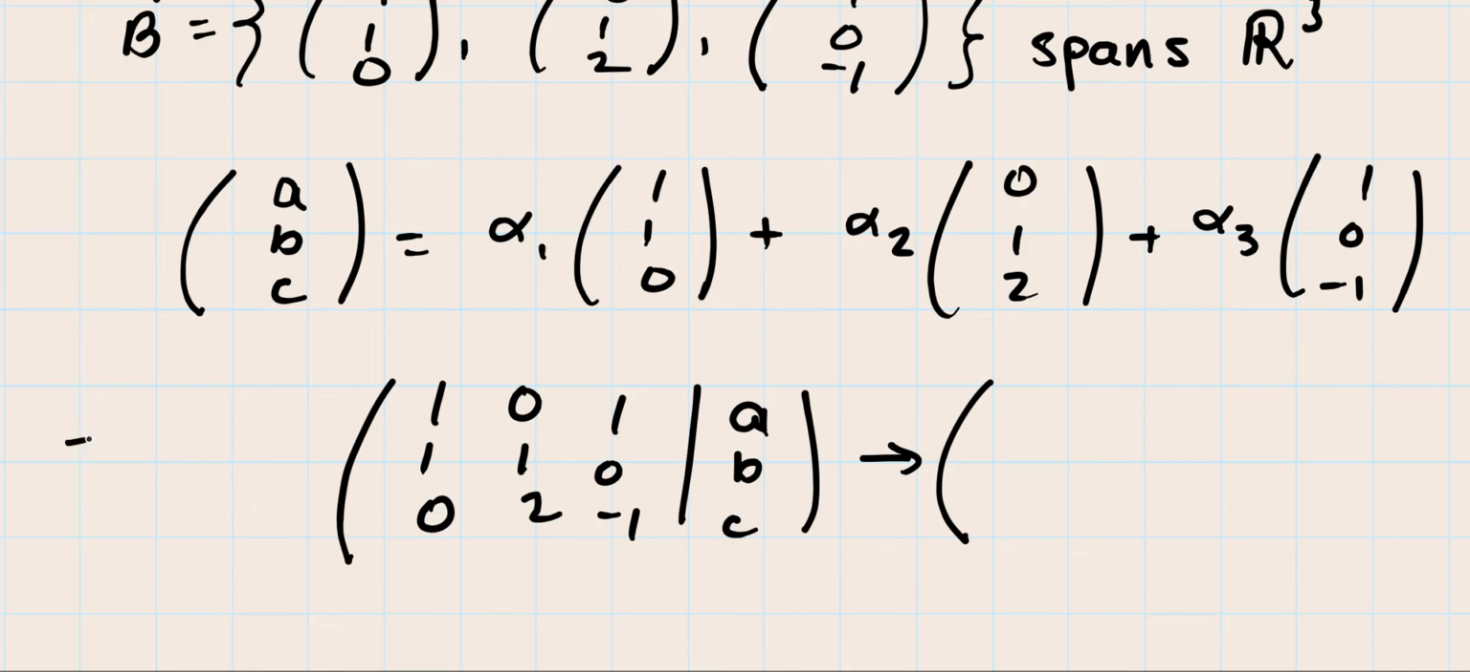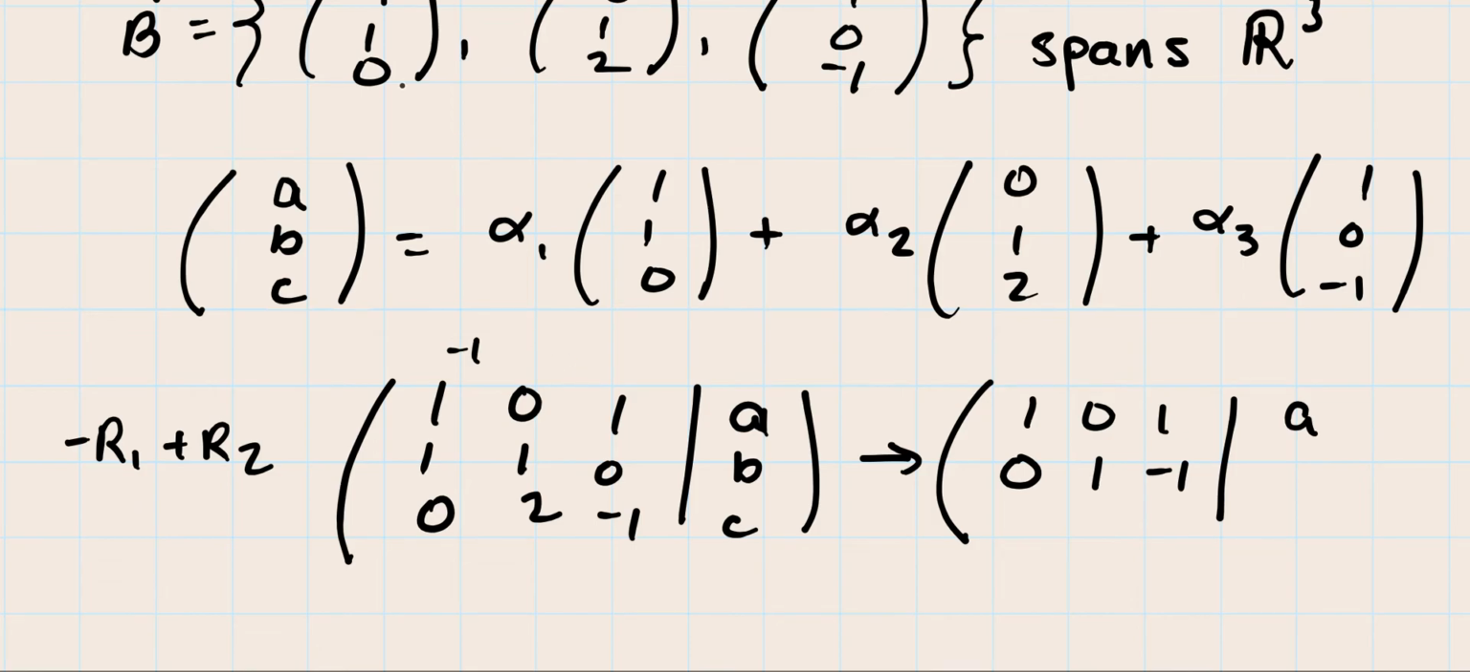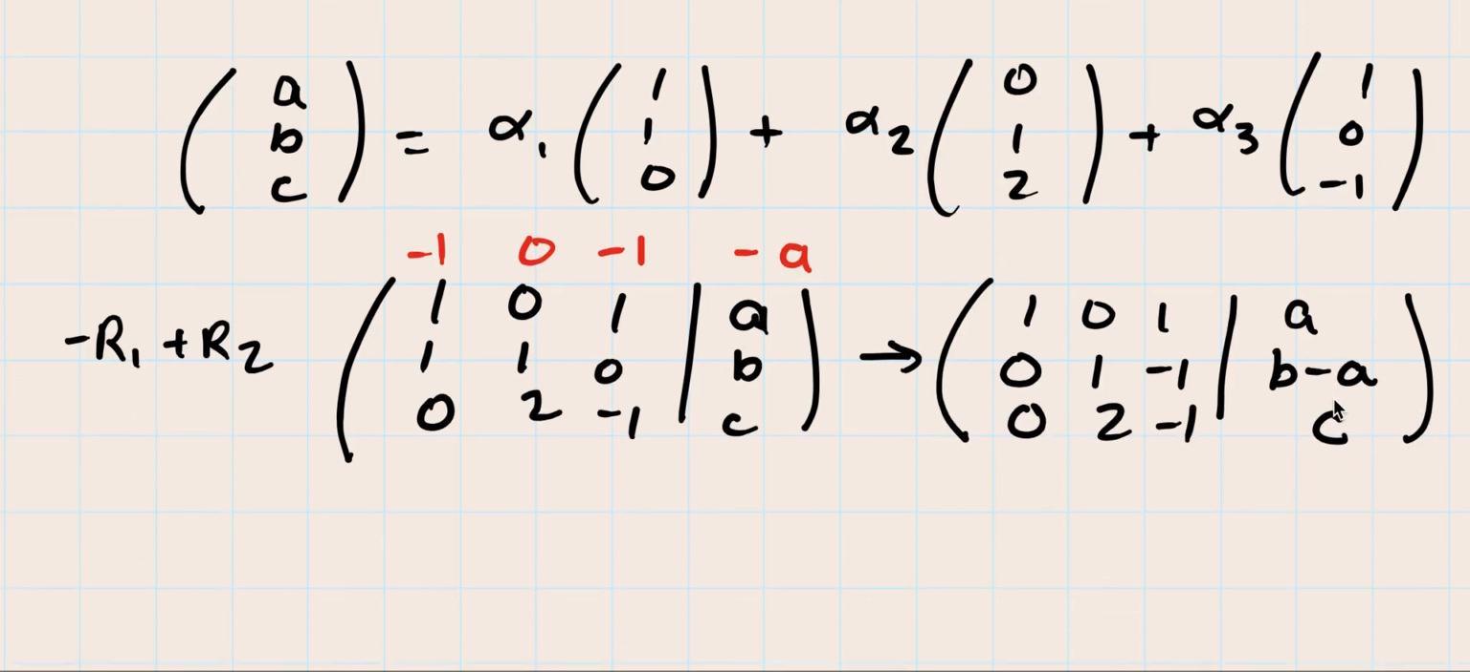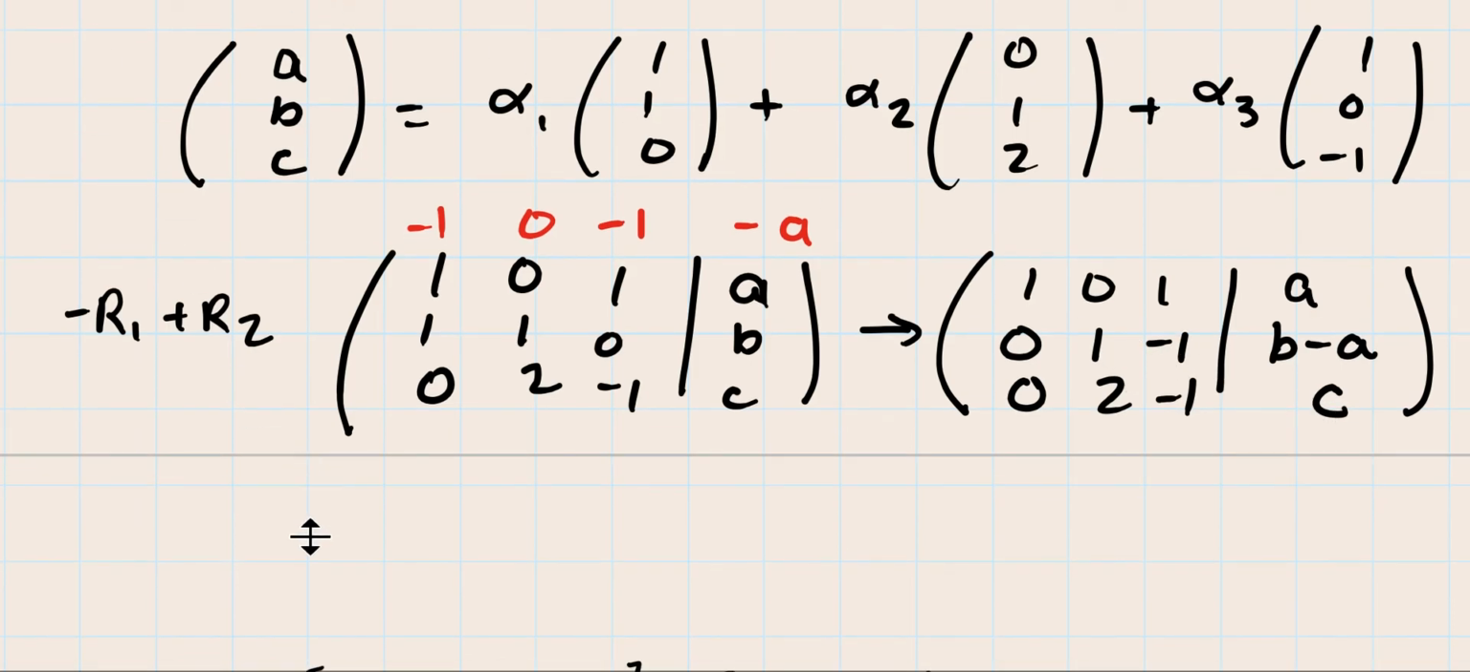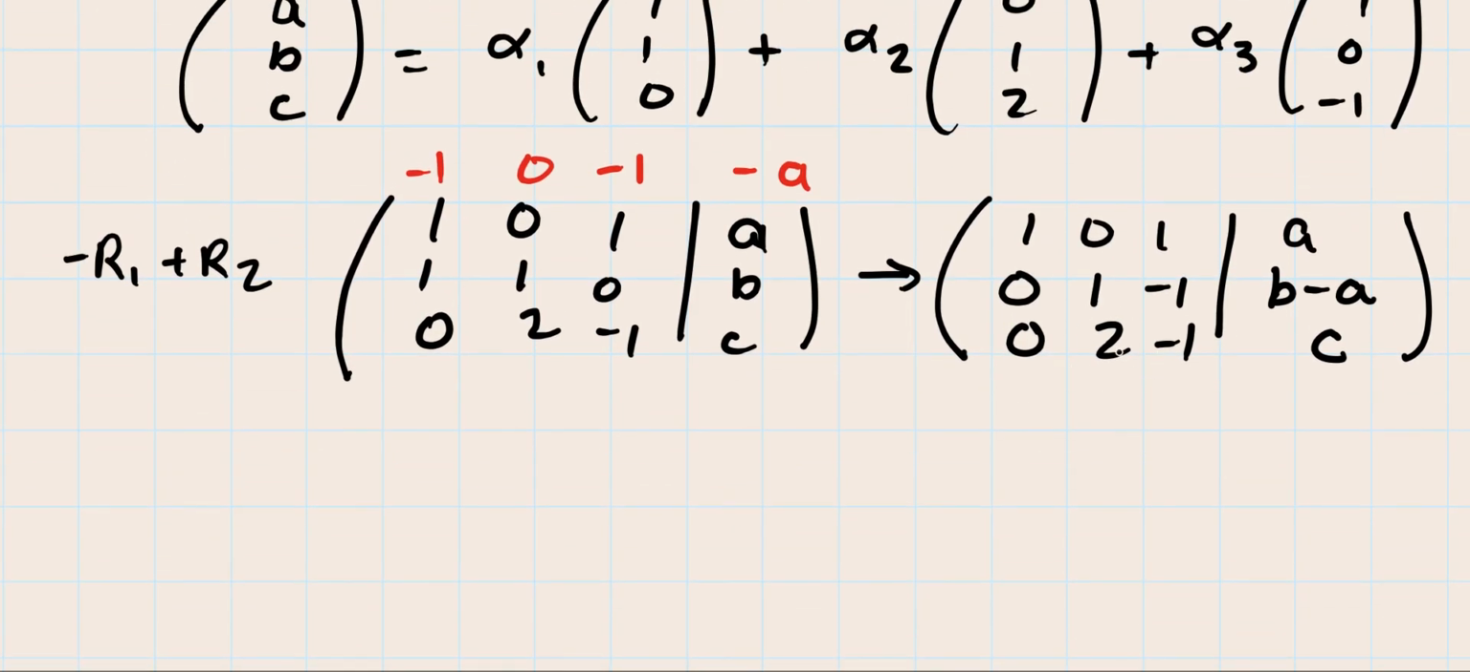So again, I'm going to take negative row 1 and add it to row 2. I get 1, 0, 1, A, 0, 1, negative 1. I usually mess this up, so I'm going to make sure I don't mess it up this time. So this is 0, 1, negative 1, and this is B minus A. And then we have 0, 2, negative 1, C. And I'm going to get rid of this 2, and how I'm going to do that is I'm going to multiply row 2 by negative 2 and add it to row 3.